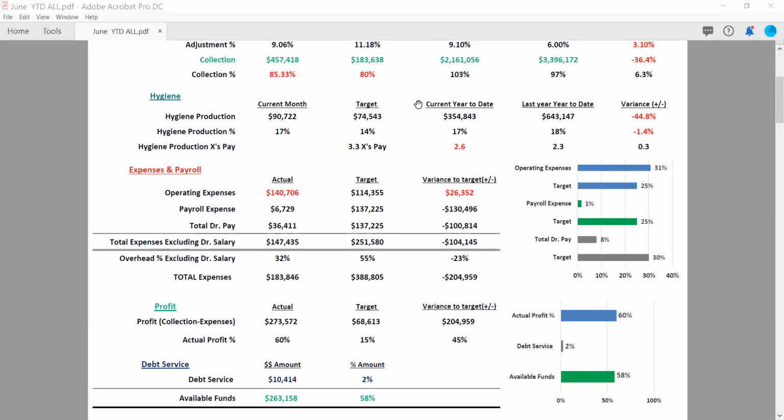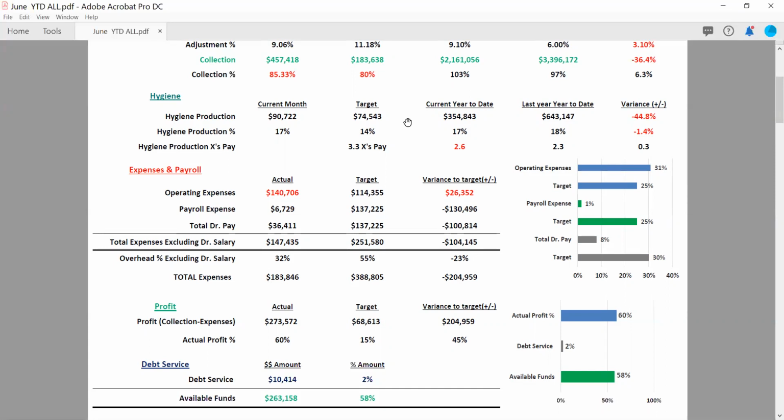Now, I also want to point out this target percentage, this 14% here. That's year-to-date target based on current numbers. And I changed that this year, we did, I should say. And what that represents is what percent hygiene would have to be of overall office revenue for them to get to 3.3 times their pay consistently. So as you can see, that's only 14%.